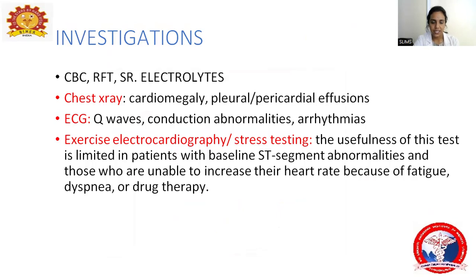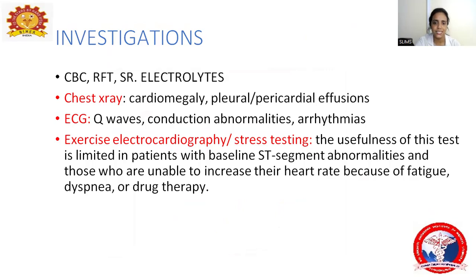Coming to the investigations, we'll start with some routine investigations like a complete blood count, renal function test, and serum electrolytes. In a chest X-ray, we will look for cardiomegaly, pleural or pericardial effusions. In an ECG, we have to look for Q waves, any conduction abnormalities, and arrhythmias.